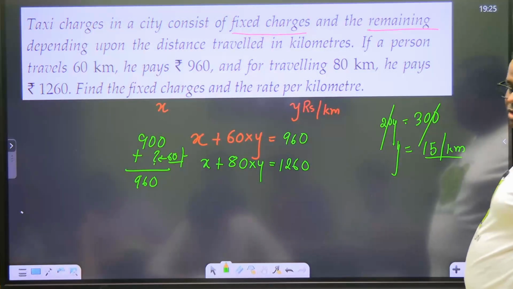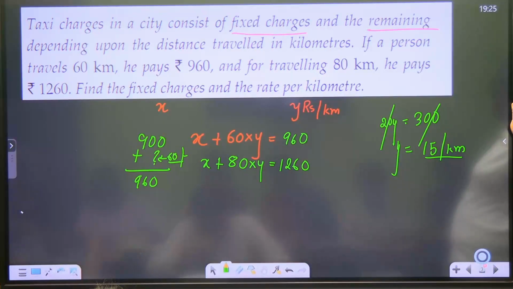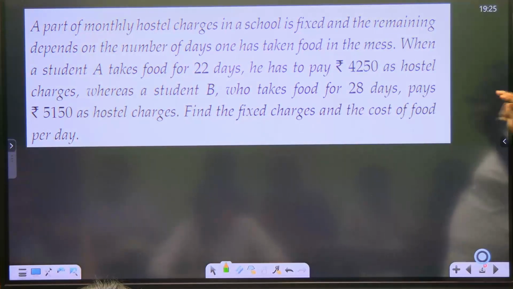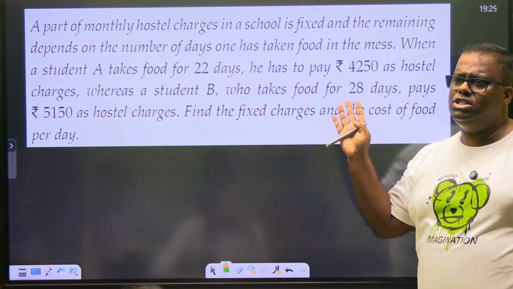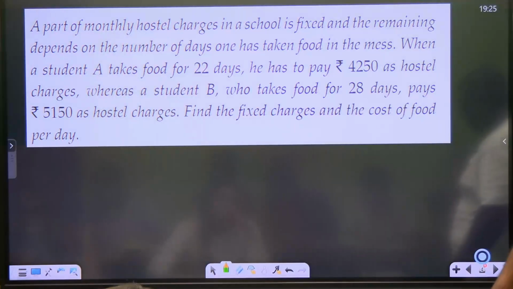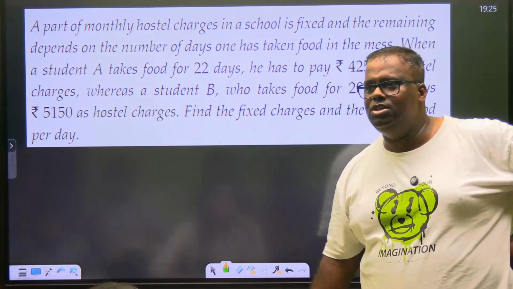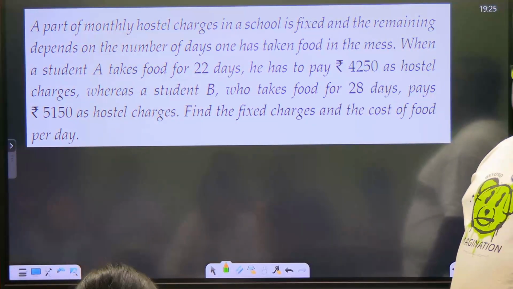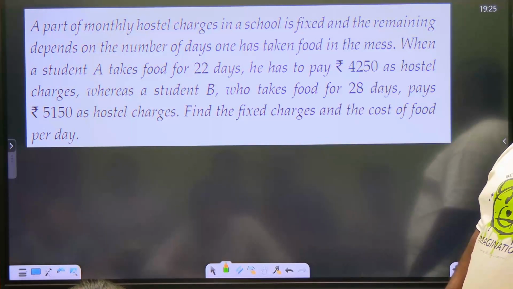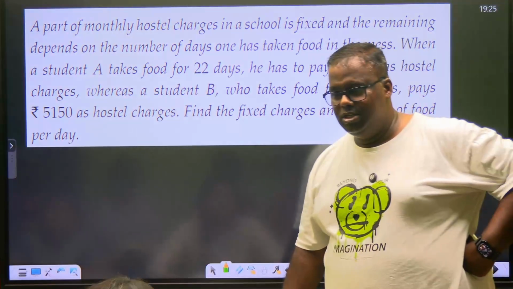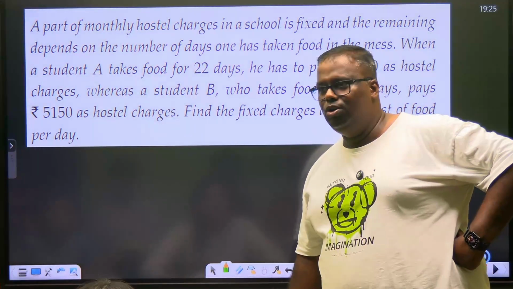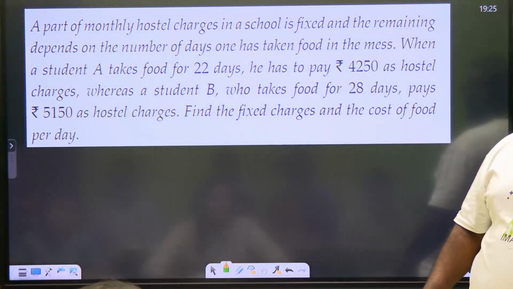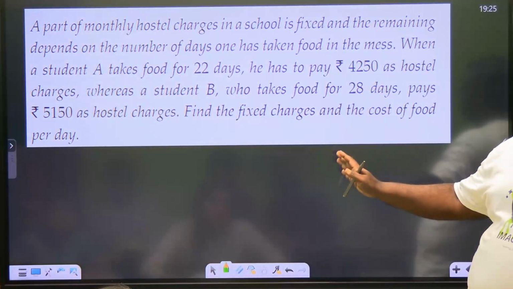Chale aage, shall we? Everyone understood? Any doubt? Anyone? No doubt. Chale, next. Same problem. Hostel charges have got two things. One is called mess charge and one is called boarding and lodging. Right? One is you pay for the seat, one is you pay for the food. Seat is always fixed. Food you will pay based on how many days you eat. I will not help you. Help yourself.